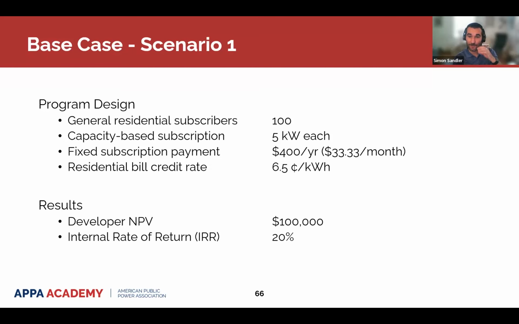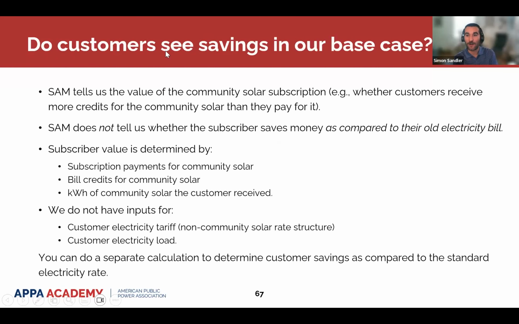So if we go to the next slide, before we go to the next thing, what I want to make very clear is that all of the numbers here are based upon payment and credit. So it's very simple to see, the customer is getting a 6.5 cent per kilowatt hour credit for their payment. That means they're saving money potentially.